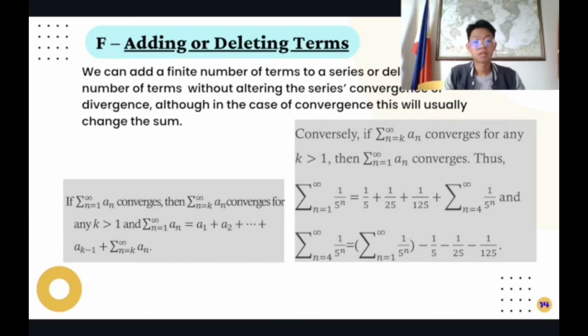Thus, the sum of 1 over 5 to the power of n from 1 to infinity is equal to 1 over 5 plus 1 over 25 plus 1 over 125 plus the sum of 1 over 5 to the power of n from 4 to infinity, and the sum of 1 over 5 to the power of n from 4 to infinity equals the sum of 1 over 5 to the power of n from 1 to infinity minus 1 over 5 minus 1 over 25 minus 1 over 125.